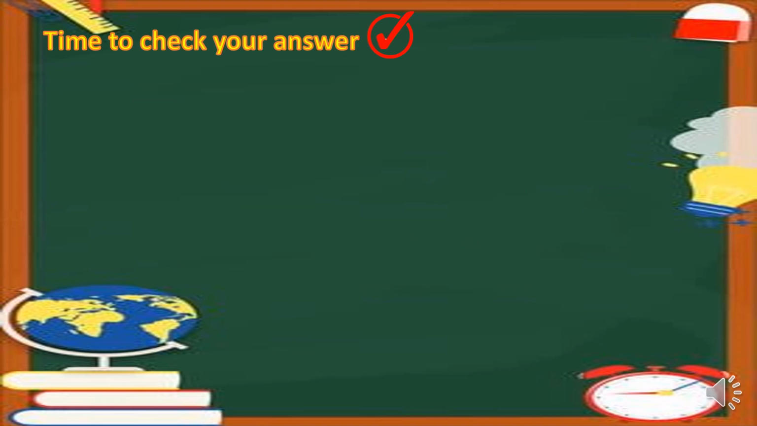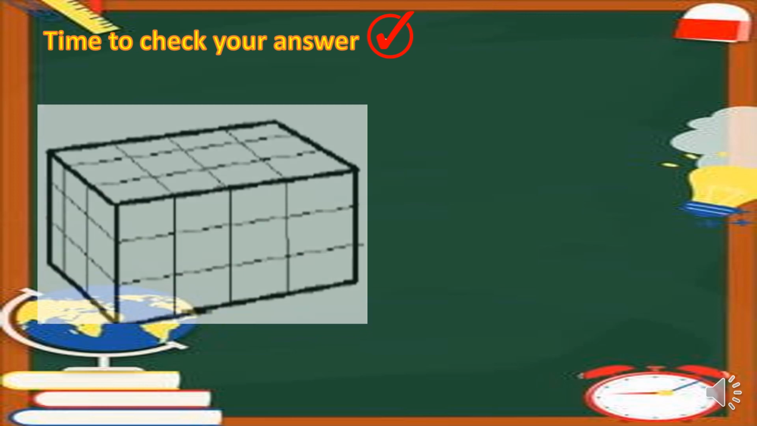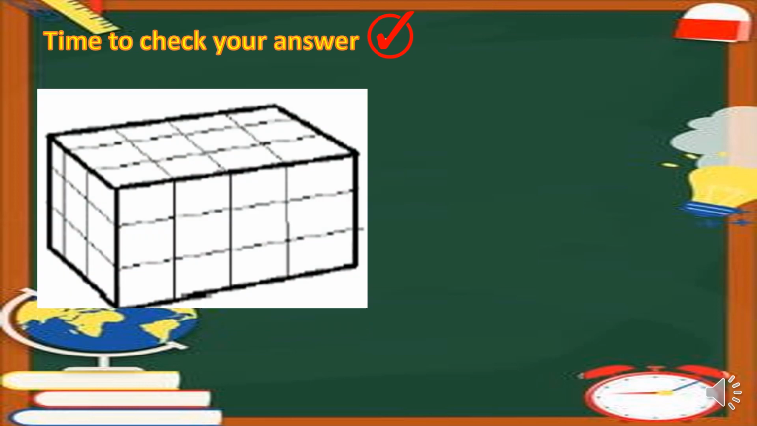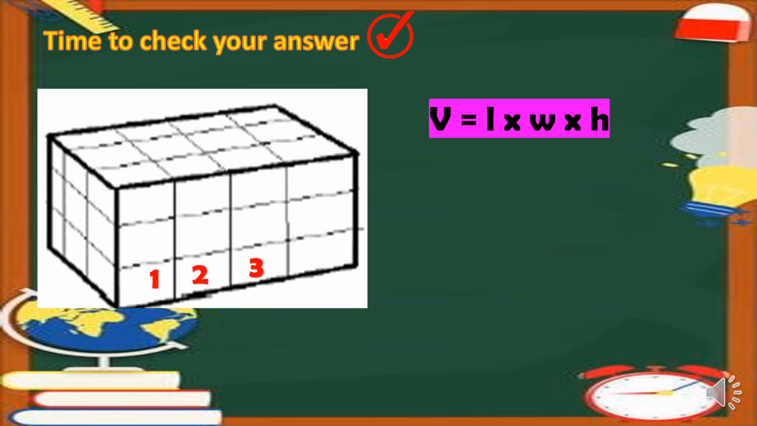Okay, so this time let us check the third rectangular prism. Again, the volume is equal to length times width times height. Let us count the length. It has 1, 2, 3, 4. And then we have the width, 1, 2, and then 3. Yung lapad niya is 3. And then yung height niya is 1, 2, and then 3.